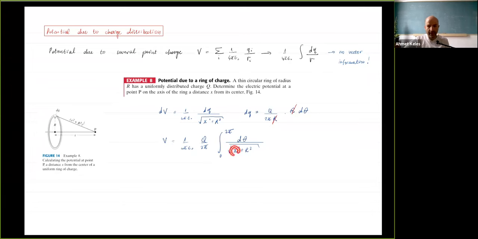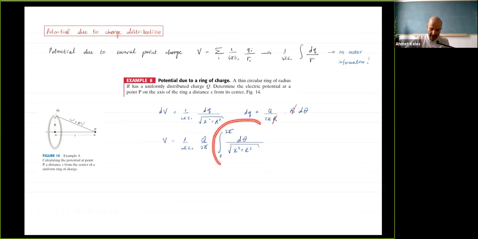Does x depend on theta? The variable we show with x is, whichever angle you choose, it is x, it's constant. So this doesn't depend on theta. Does r depend on theta? No. Whichever theta you choose, r is always r. So this whole thing is actually a constant. It doesn't depend on my integration variable, which is theta, so I can just take this out.